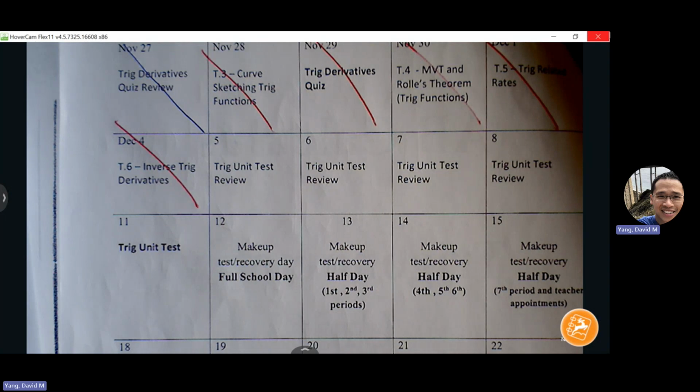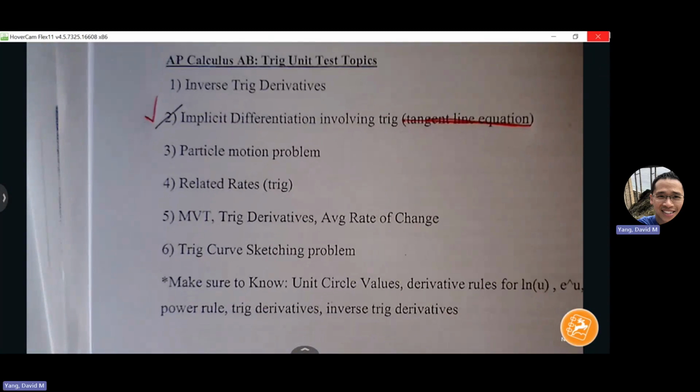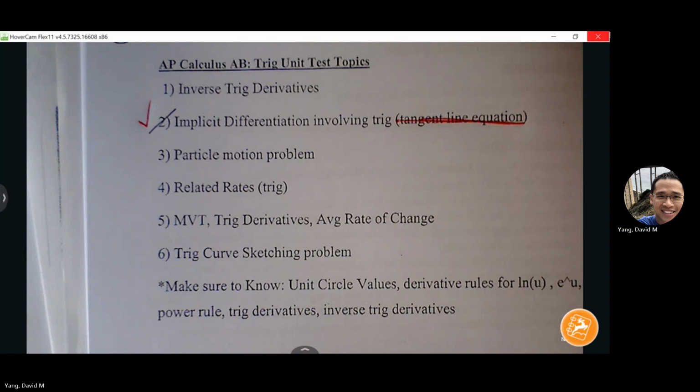Okay, let's start off by, let me just review the calendar here. So today we're gonna start our test review, and show the main topics that we're going to focus on. If you guys go to the back of your packet that you just picked up, these are your test topics.